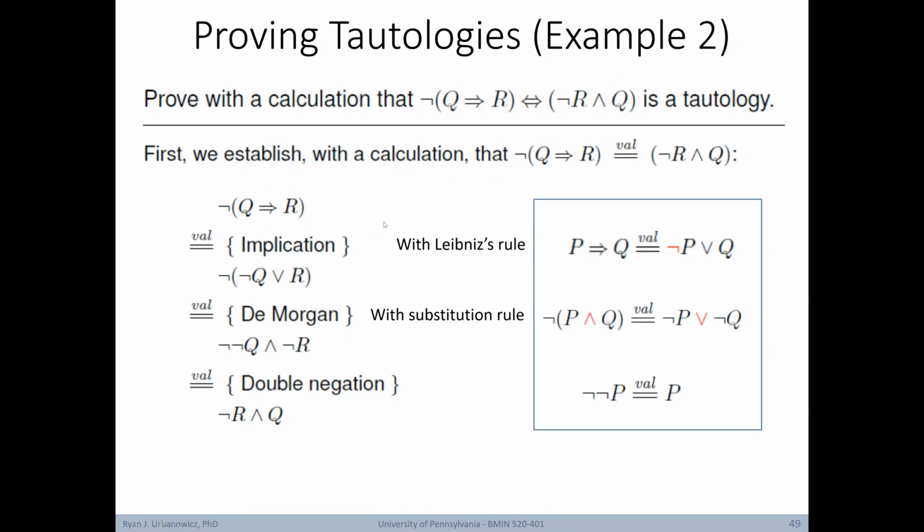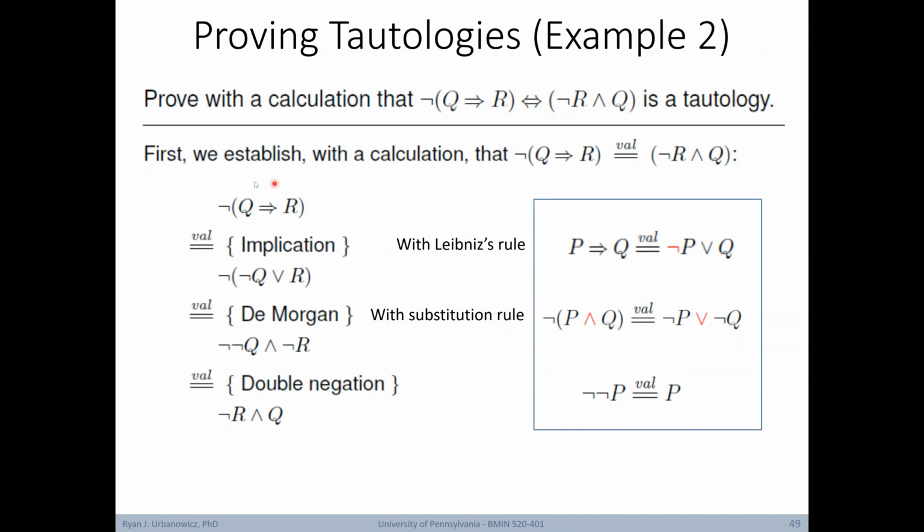As before, we'll apply a series of equivalence rules. Note that we're using implication in concert with Leibniz's rule so that we can ignore the negate on the outside when we do this transformation. This allows us to transform our first equivalence. Next, we use the De Morgan equivalence along with the substitution rule to do our next transformation. And lastly, we apply double negation again, and this yields an equivalence with the right side of the formula.